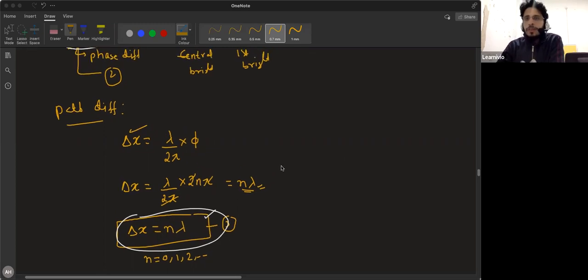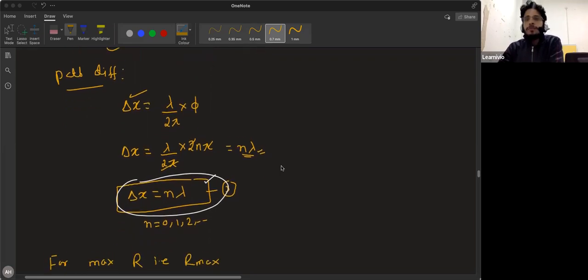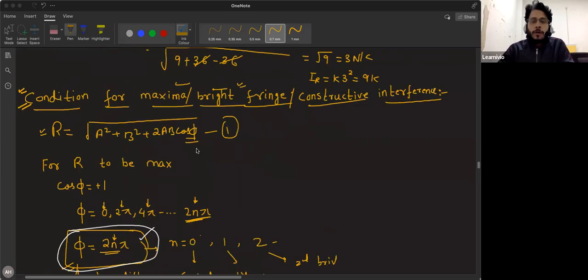Okay. So these are the conditions of phase difference and path difference for which you get a bright fringe. Phase difference should be 2nπ and path difference should be nλ. The next is you need the maximum value of R. To get the maximum R, what should be the value of cos φ? So cos φ should be 1.